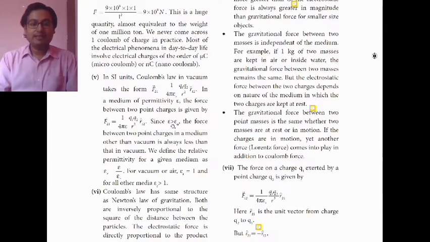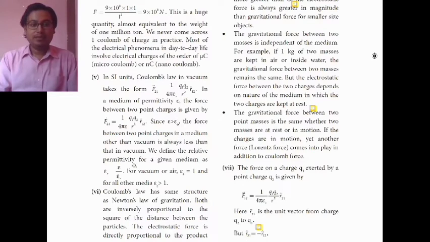Since epsilon is greater than epsilon naught, meaning the permittivity of the medium is more than that of vacuum, the force between 2 point charges in a medium other than vacuum is always less than that in vacuum. That means this equation F is equal to 1 by 4 pi epsilon naught into Q1 Q2 by R square into R cap 12 will always be far bigger than this equation. That means if a medium is given, in that situation the magnitude of the force will decrease.